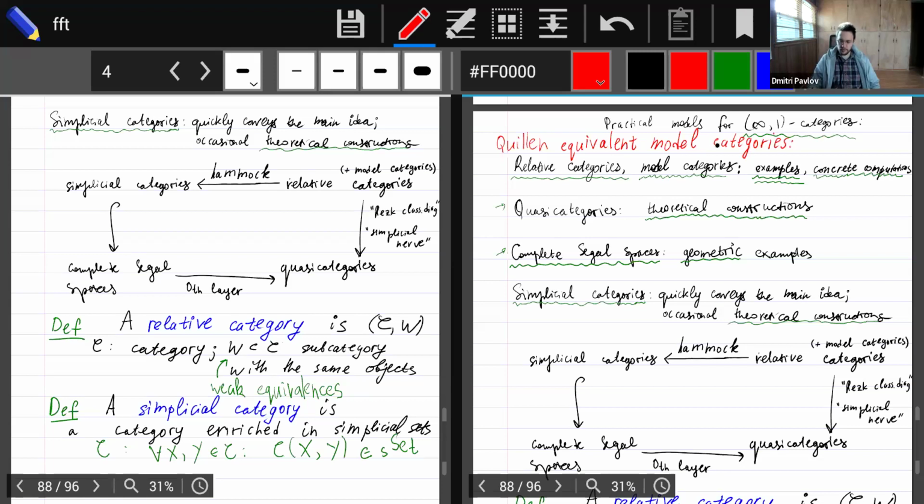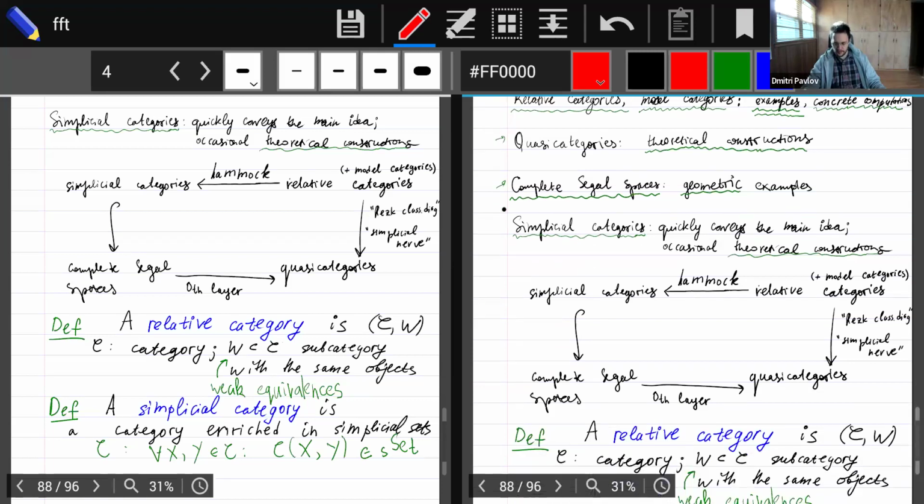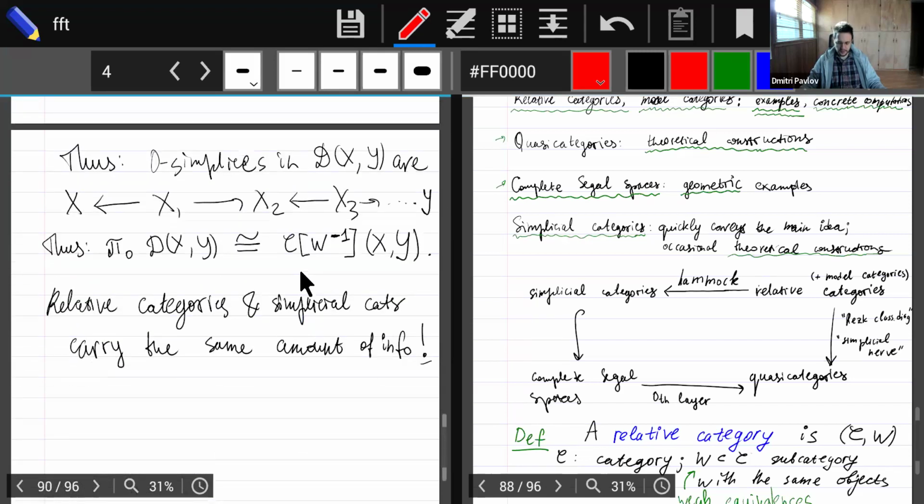Well, with the exception of model categories, all the other ones can be organized into a model category, which is kind of ironic. But these model categories will turn out to be equivalent. All right, so I mentioned relative categories, and we'll see many examples.